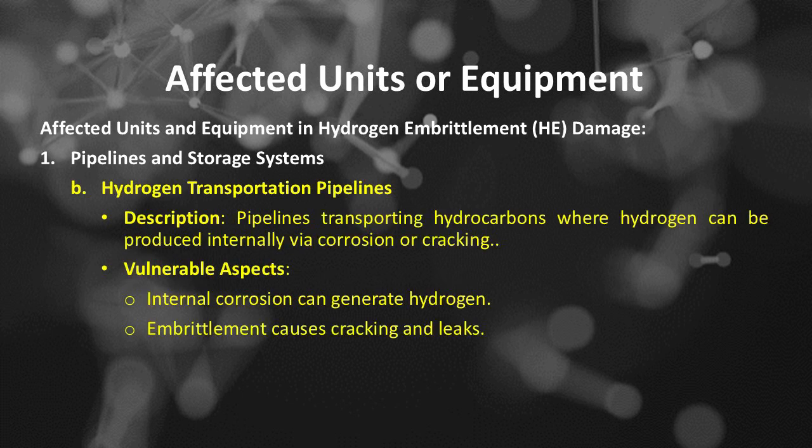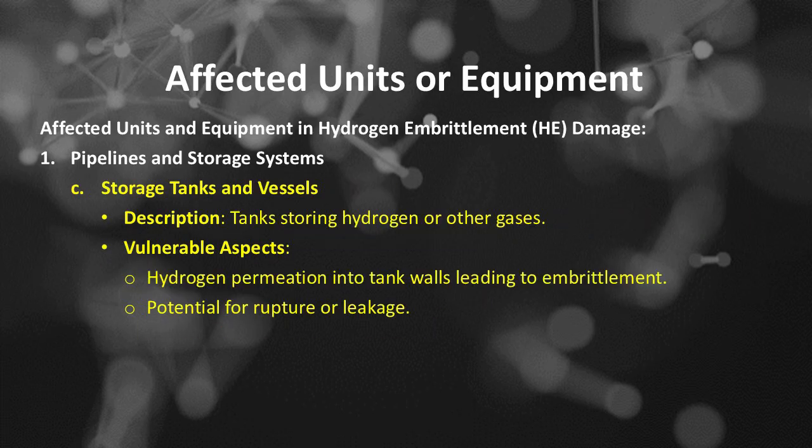Pipelines and storage systems. Number B, it is used for natural gas and oil pipelines. These pipelines transport hydrocarbons where hydrogen can be produced internally via corrosion or cracking. Their vulnerable aspects include internal corrosion can generate hydrogen, embrittlement causes cracking and leaks. Pipelines and storage systems. Number C, it is used for storage tanks and vessels. Tanks storing hydrogen or other gases. Vulnerable aspects include hydrogen permeation into tank walls leading to embrittlement, potential for rupture or leakage.